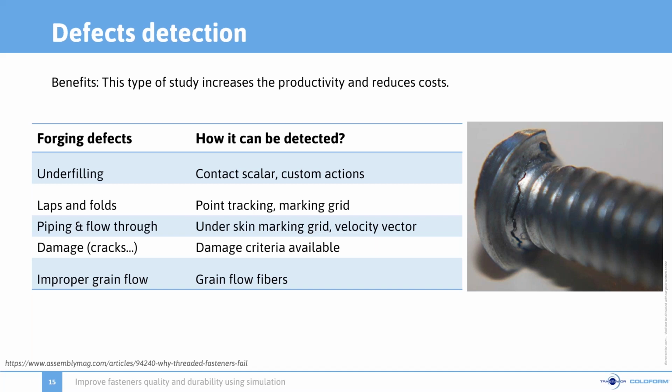Cracks can be detected by using several damage criteria. And as we saw before, the grain flow can be used to check the mechanical properties. Then in COLDFORM software, we have several features that allow us to detect the defects of the screw.